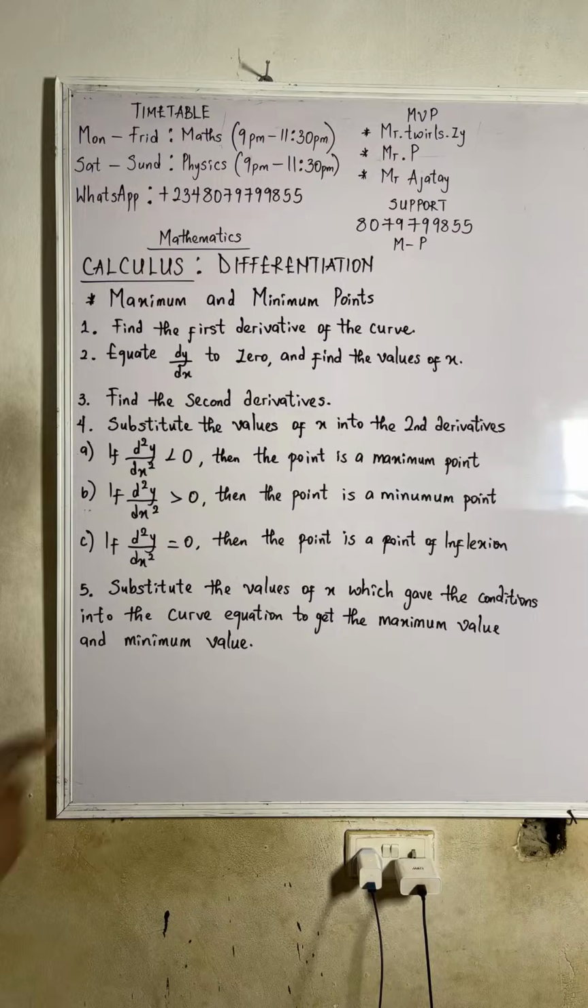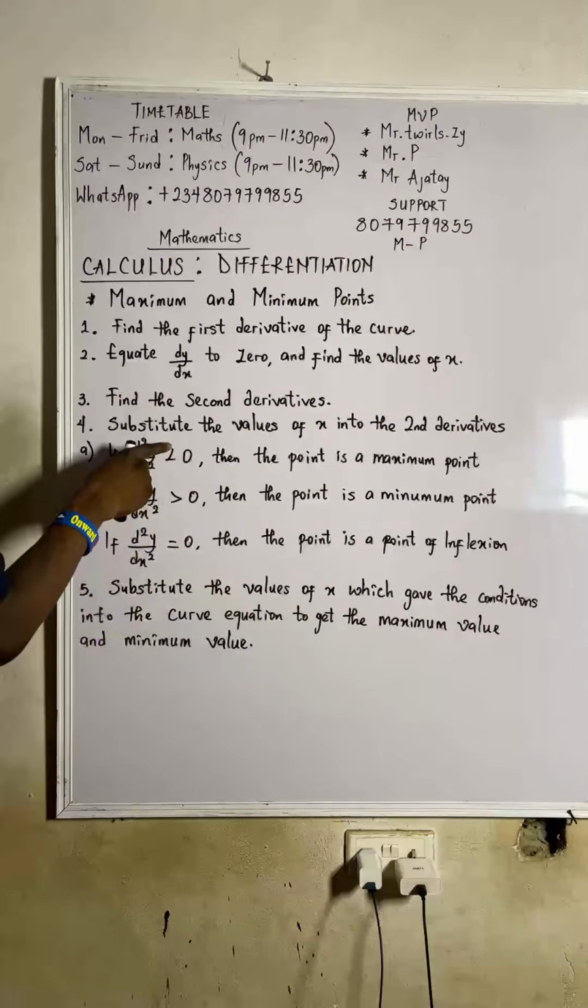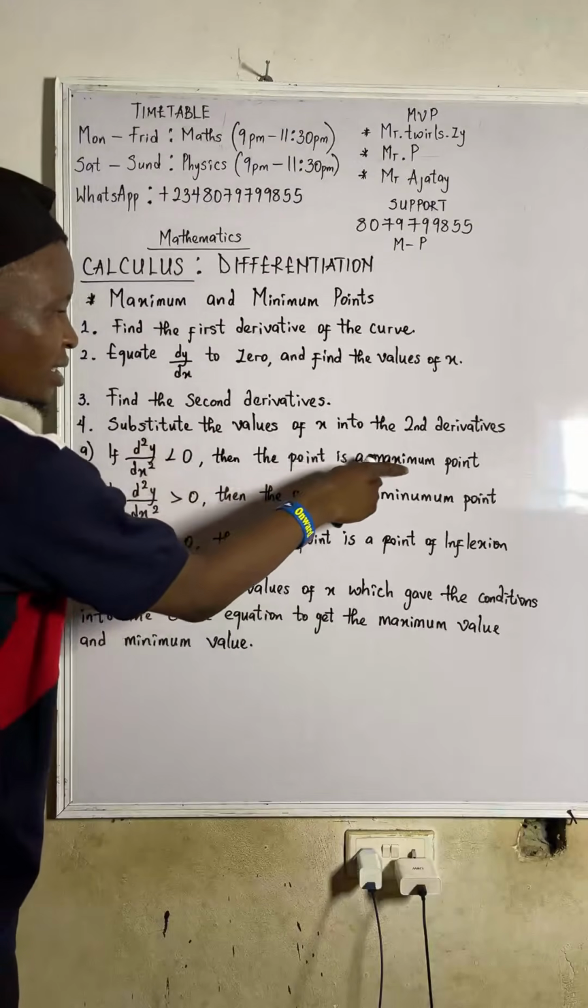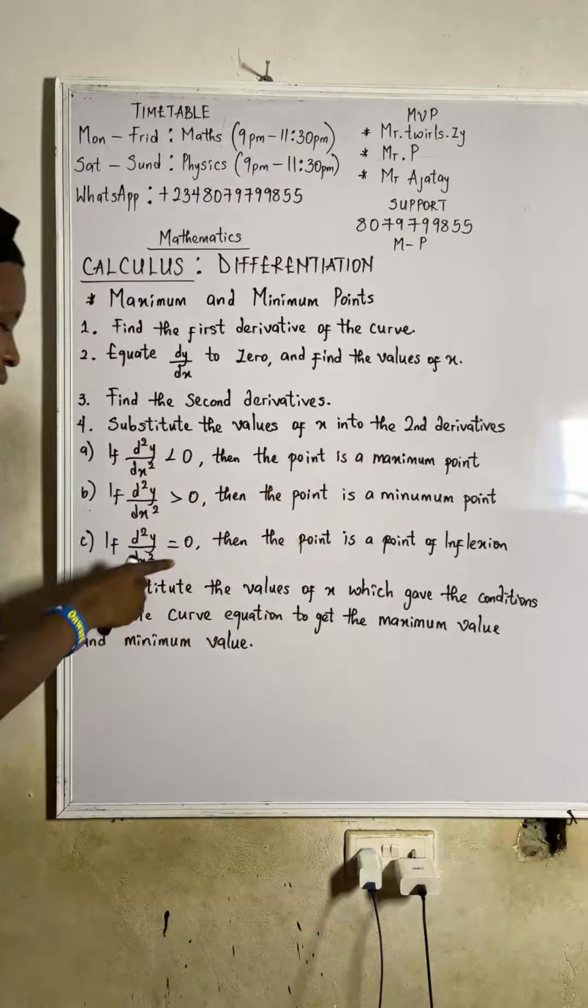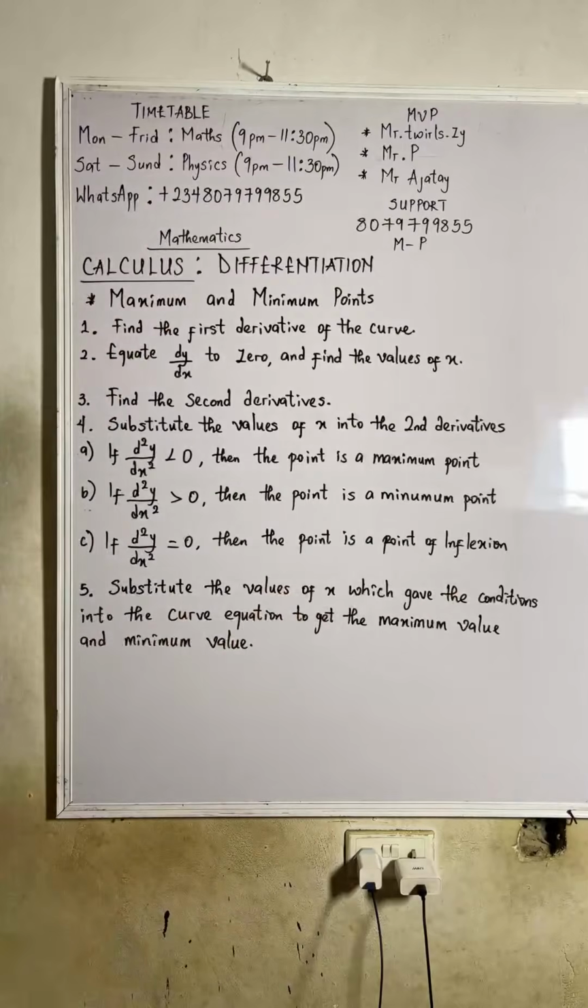This is the maximum and minimum point. You might come across it in the exam, and this part is also a question. You see these three parts, this is also a question. They can say when d squared y over dx squared is less than 0, what point is it? It is the maximum point. If it is greater than 0, it is called the minimum point. If it is equal to 0, it is called the point of inflection or the stationary point.